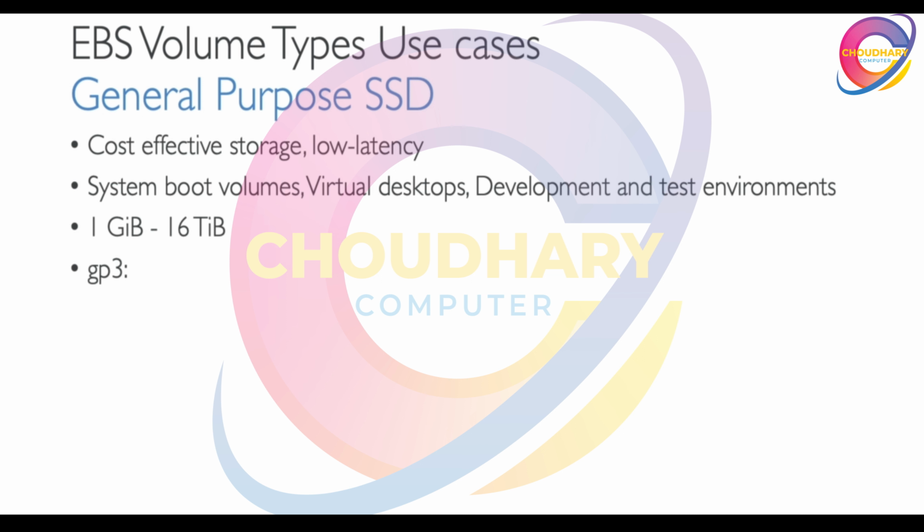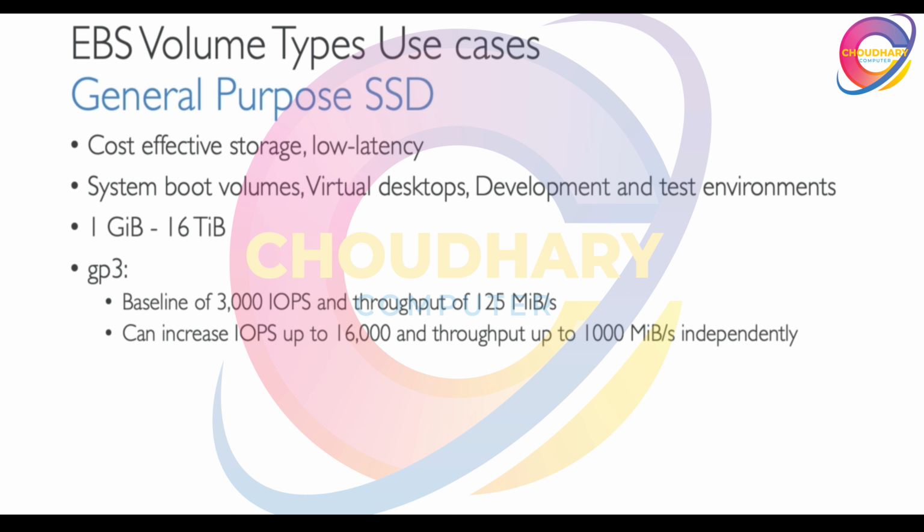GP3 is the newer generation of volumes. So GP3 gives you a baseline of 3,000 IOPS and a throughput of 125 megabytes per second. And then we can increase IOPS up to 16,000 and throughput up to 1,000 megabytes per second independently. Okay, so they're not linked.